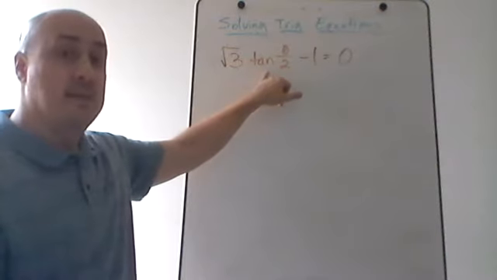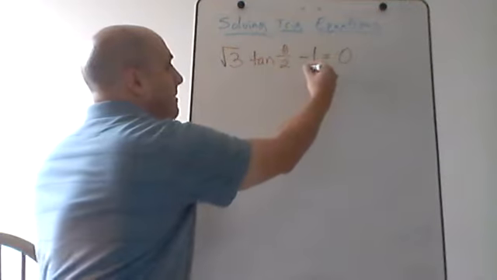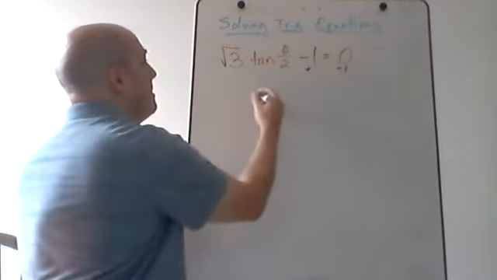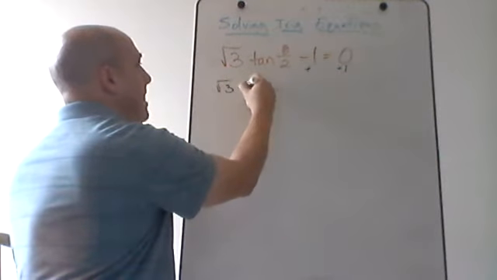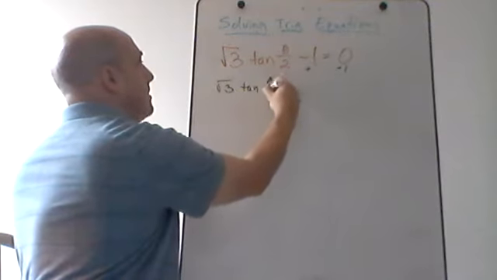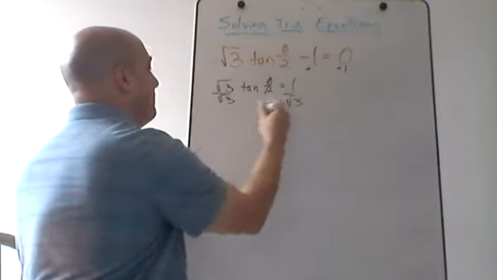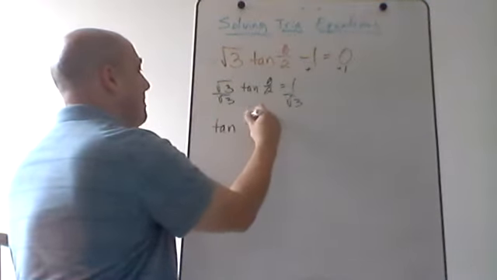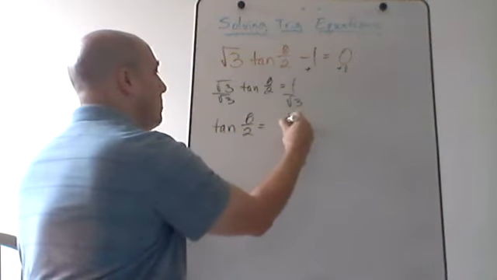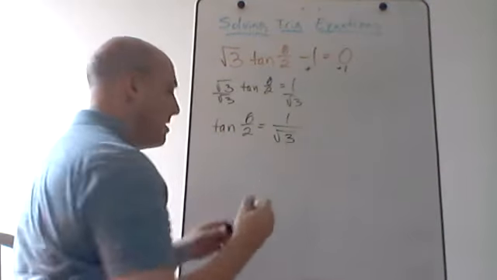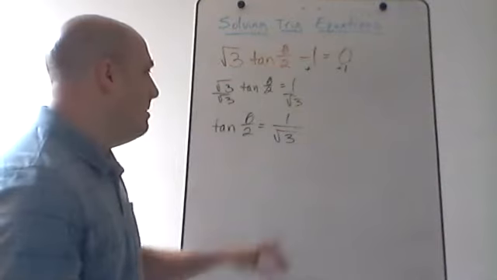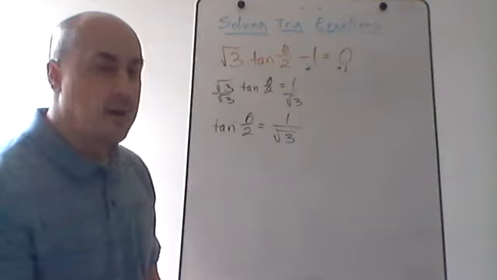So I'm going to proceed with this one just like I would with any other trig equation. First thing I'm going to do is isolate the tangent function, which means first adding this 1 to the other side. So I get square root of 3 times tangent of theta over 2 equals positive 1, and then divide both sides by the square root of 3. So I get tangent of theta over 2 equals 1 over the square root of 3.